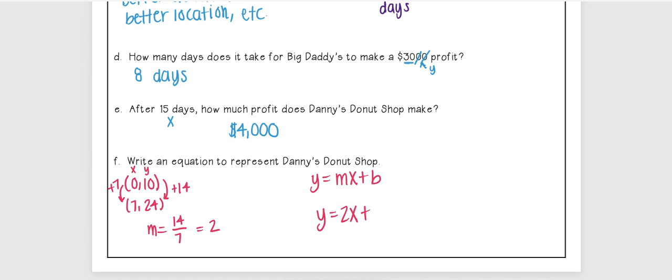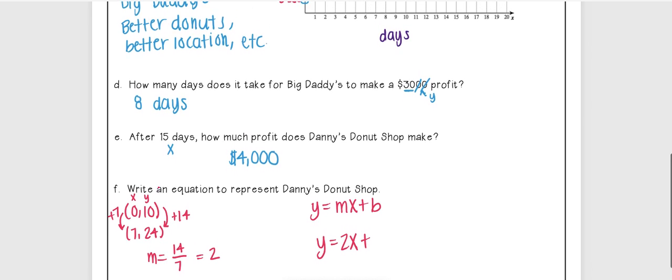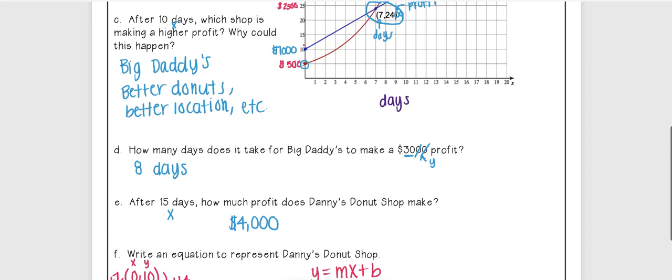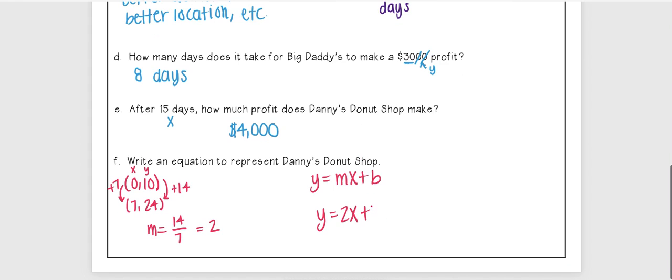And then remember, b is my y-intercept. I could plug this in and find my b value, but I don't have to. I already know my y-intercept. My y-intercept is 10. And so I get this equation.